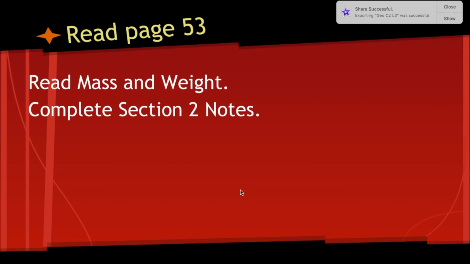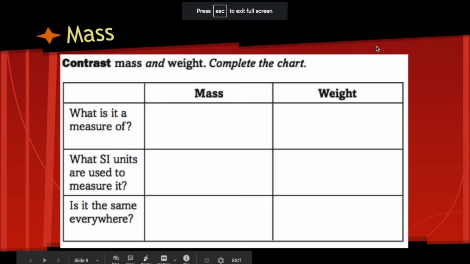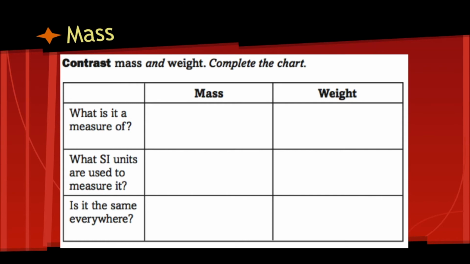Let's take a look at the difference between mass and weight one more time. In summary, the difference between mass and weight can be calculated by taking a look at this chart. What is mass a measure of?